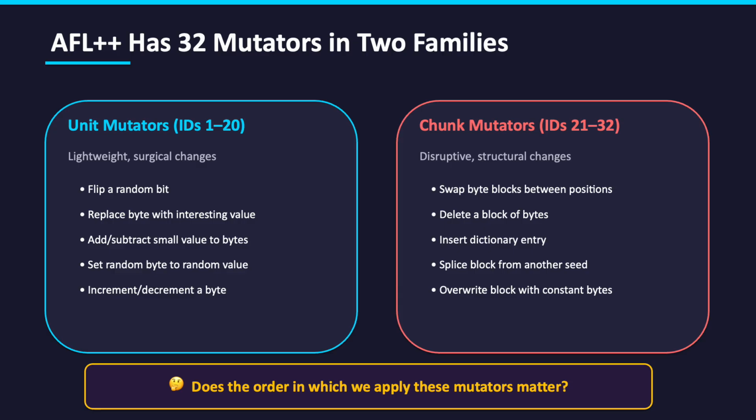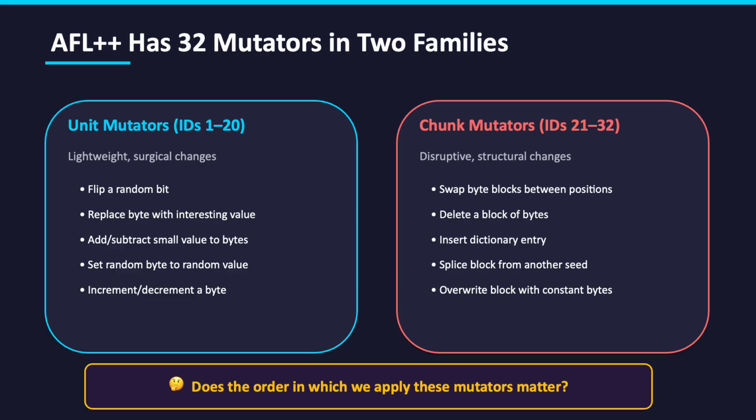On the right, you have the chunk mutators, IDs 21 through 32. These are heavy hitters. They operate on whole blocks of bytes. Delete an entire block, swap blocks between two positions, grab a block from a completely different seed and splice it in. Overwrite a block with dictionary entries. These are disruptive structural changes.